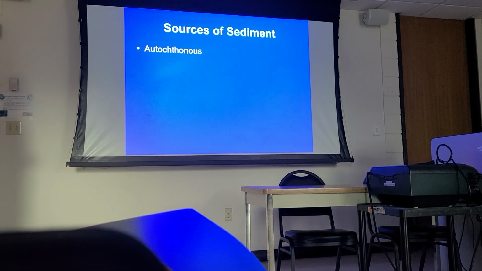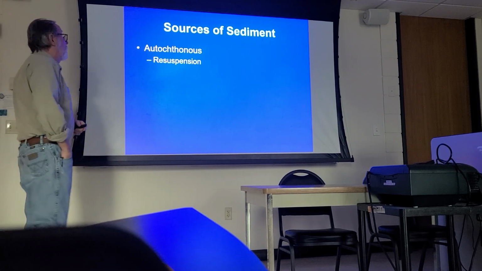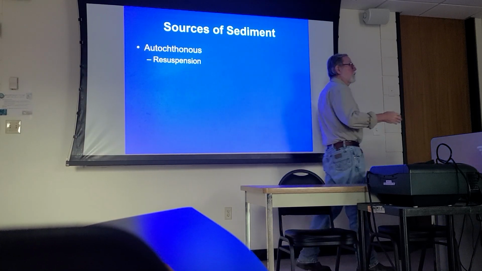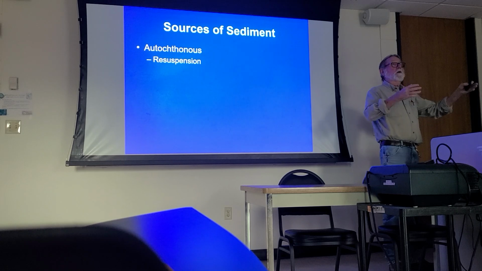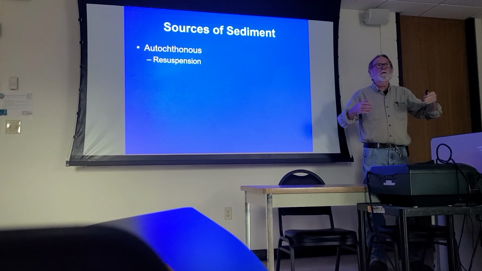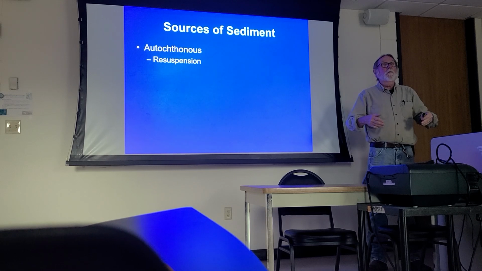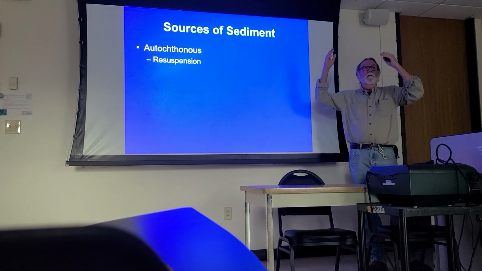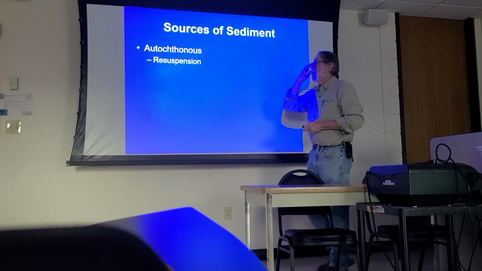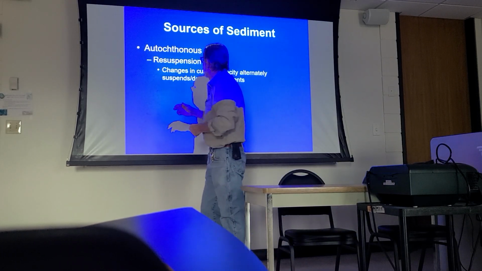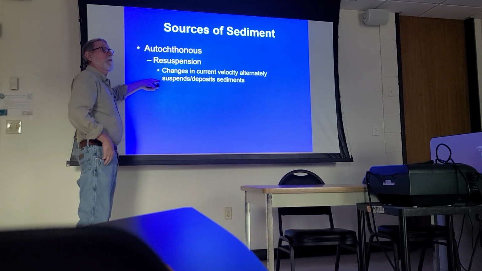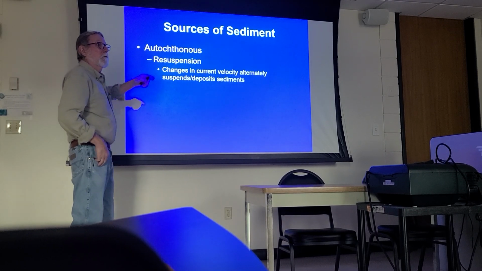Okay. So autochthonous sedimentation, that's basically resuspension within the system. So I've got a stream that's moving very fast, carrying a lot of sediment. It slows down because of changes in discharge. That sediment falls out. When the stream comes back up again, the sediment in the stream gets resuspended. So that's an autochthonous source. Okay, so changes in current velocity. Sometimes it'll suspend, sometimes it'll deposit. You see that all the time.